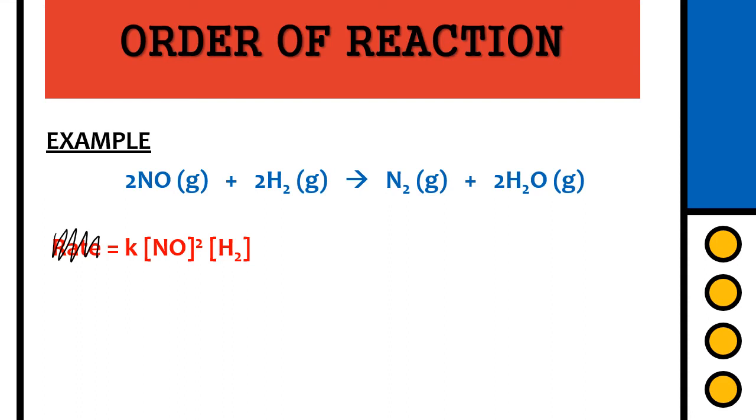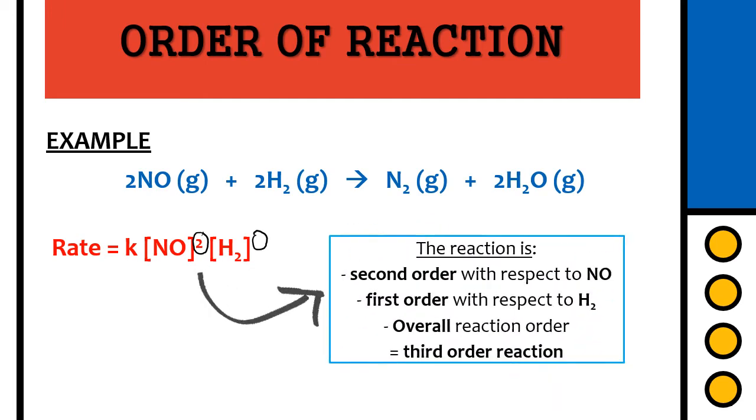So this is wrong. It must include the word rate. And the value here, which we call the order of reaction, we will get from experiment, experimentally or from experimental data. So let's take a look.